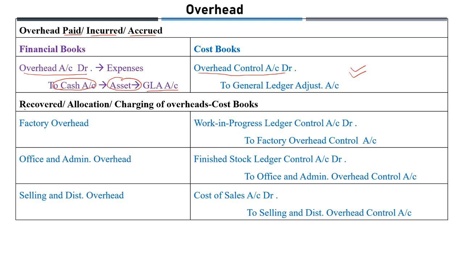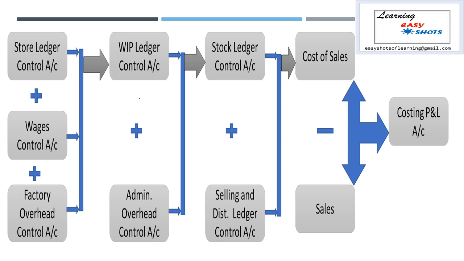Now for the allocation or recovery of overheads, first we understand one flow chart so that we learn all the overheads and from where we charge these overheads separately to each department. So this is the flow chart. If you learn this flow chart, you learn some entries that are very easy for you. So in this flow chart, first we add all those expenses that are related with the production of the product. Then we deduct these expenses from the sales to calculate the profit in the cost books.